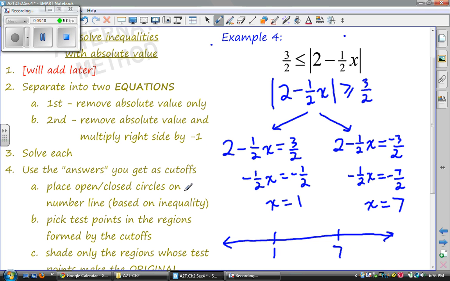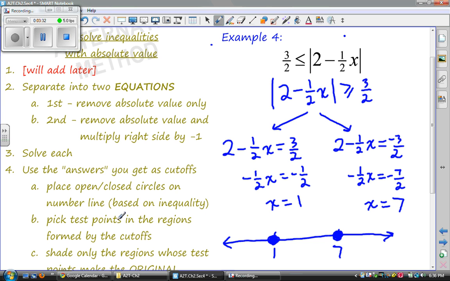First step says place open or closed circles on the number line depending on what the inequality is. So if you look up to the original problem or the second step, you see I have greater than or equal to symbols. That means closed circles. So I can put a closed circle on 1 and a closed circle on 7.